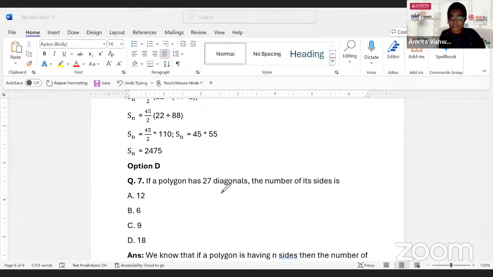Okay, somebody has mentioned, is it C? Okay, it's 9. That is option C itself. 9 is option C itself. What was the formula that we have studied?